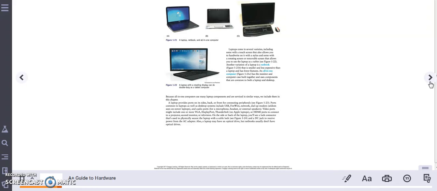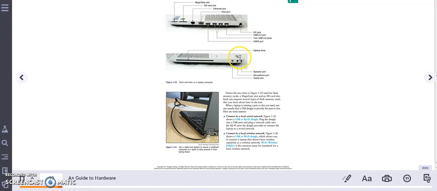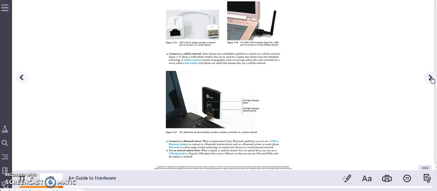Here it goes into a little bit about laptops, notebooks, and different connectors that are found on laptops. Here's a security cable. USB to RJ45. Here's wireless. Probably not going to see so much of these because now modern devices tend to already have them integrated into the device, right? So this might be for an older machine.